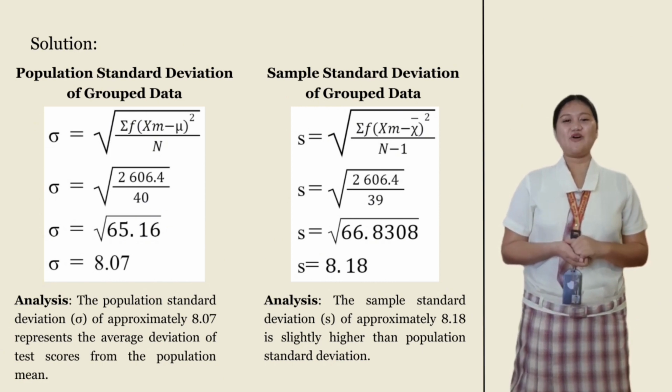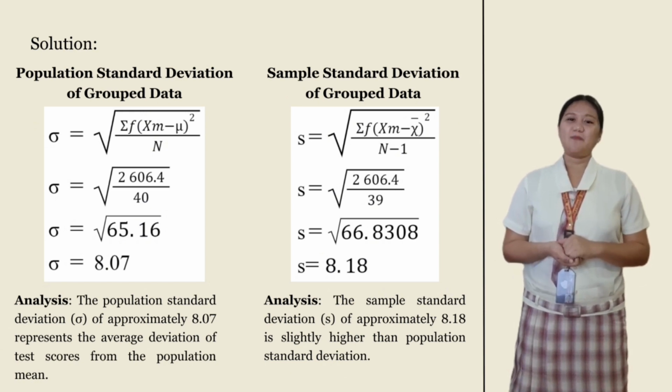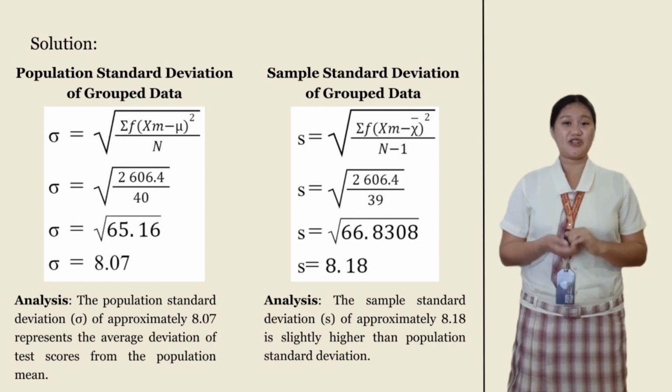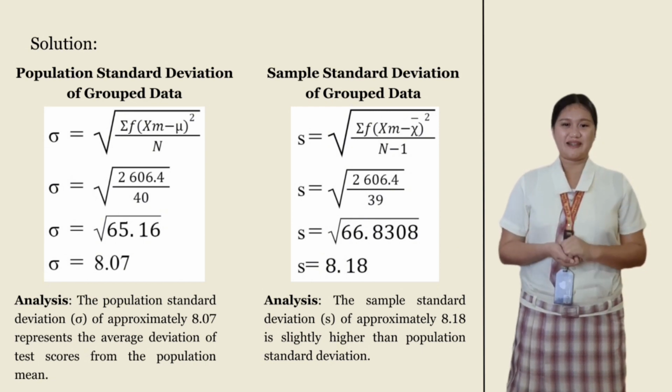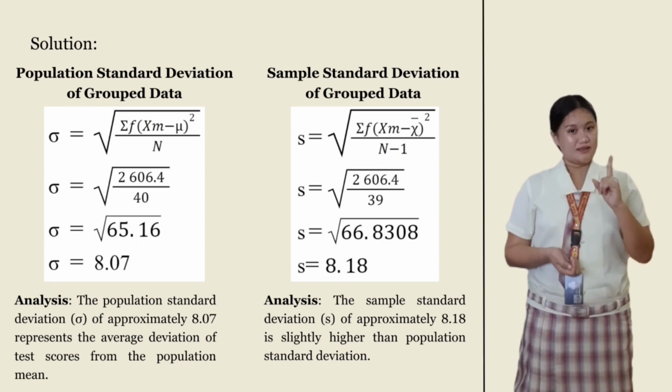And now let's solve the sample standard deviation of group data. So sample standard deviation is equal to the square root of the summation of the products of the frequencies and square differences between each interval midpoint and a sample mean, divided by the total number of frequencies minus 1.